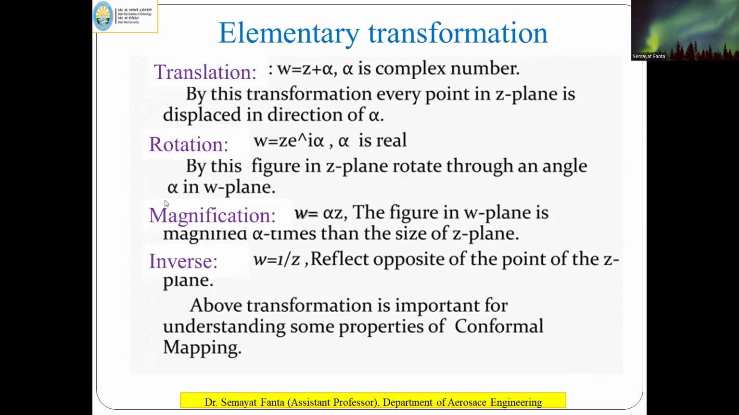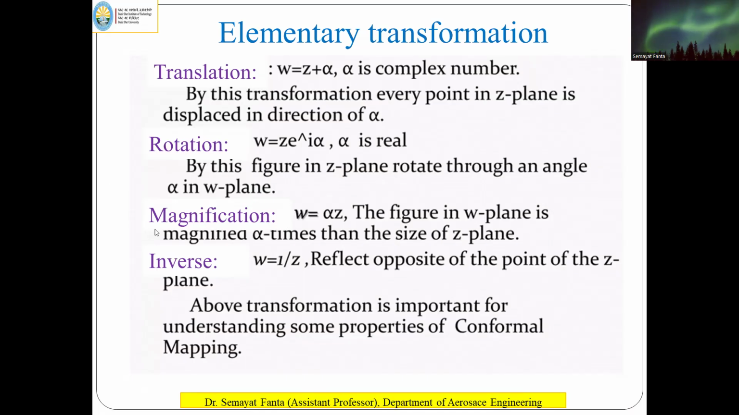Okay. The second is rotation. Rotation is one of the elementary transformations. On that, W is equal to Z times e raised to i alpha. So this exponential e raised to i alpha, as alpha is a real number, performs rotation. So the Z plane rotates through an angle alpha in the W plane.